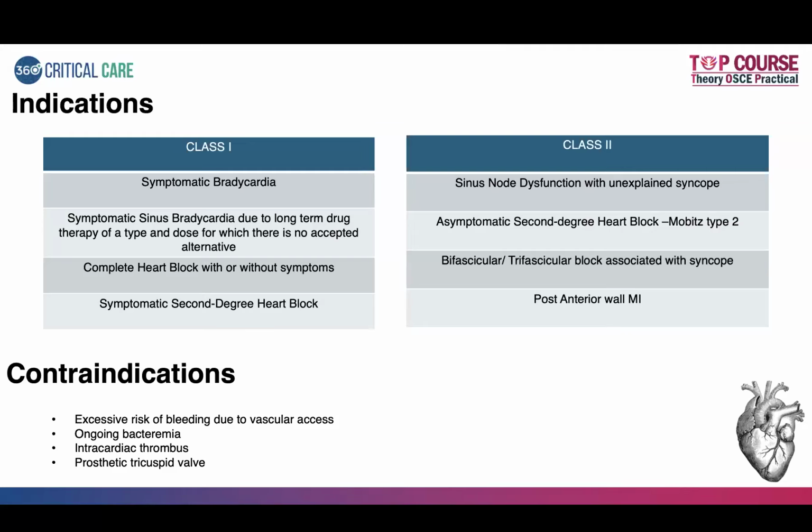Whereas contraindications are excessive risk of bleeding due to vascular access. The patient has an ongoing bacteremia, whereby there can be seeding of the bacteria onto the leads, thereby causing lead infections, and that can further increase the risk of infective endocarditis, which Bhuvneshwari had spoken previously about. There is a risk of intracardiac thrombus, and in patients with prosthetic tricuspid valve, it is not indicated to be placed because of the risk of injury or rupture of the valves itself, or any endocardial complications.